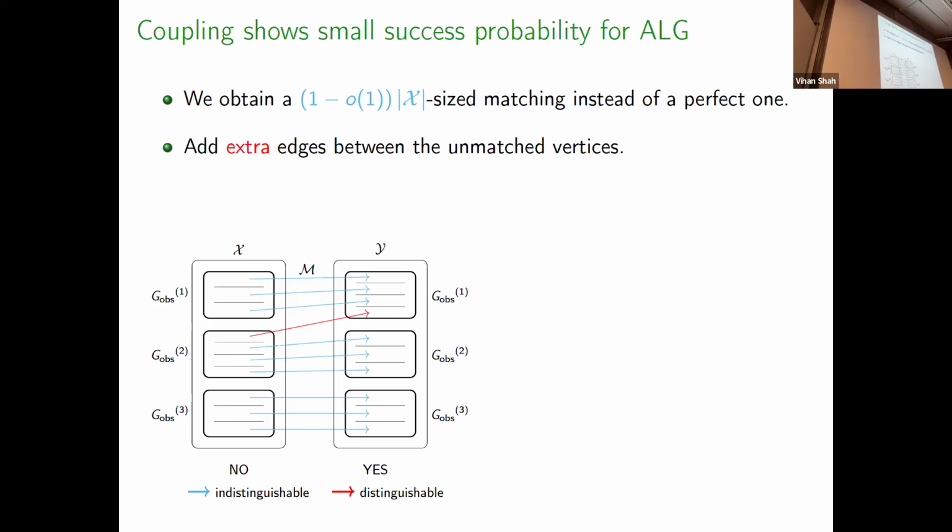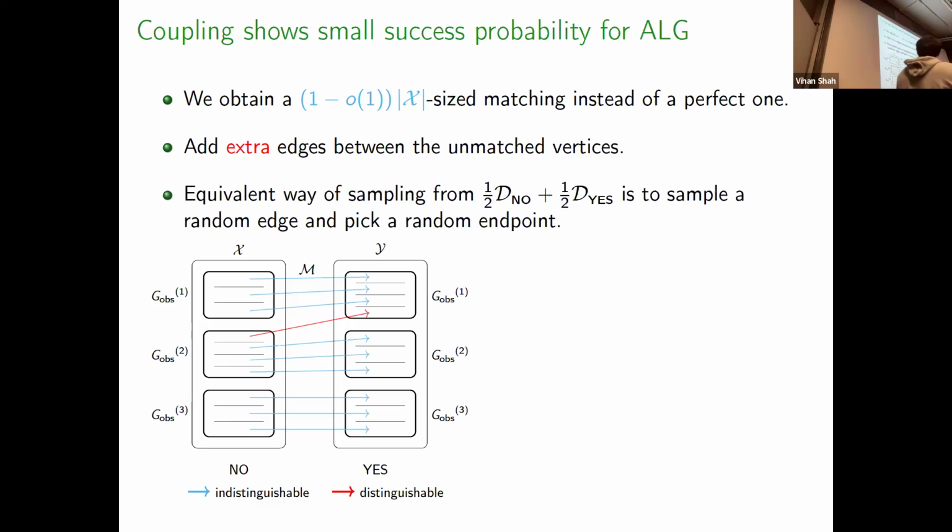And the reason is that there's an equivalent way of sampling this hard distribution. Right? So what does the hard distribution say? With probability half sample from yes, with probability half sample from no. What I'm going to do is pick a random edge over here and then pick a random endpoint. And I want to say this is the same distribution as this distribution. Right? And the distribution is essentially uniform over all the nodes, right? So this is going to give you the same. Pick a random edge and pick a random endpoint.